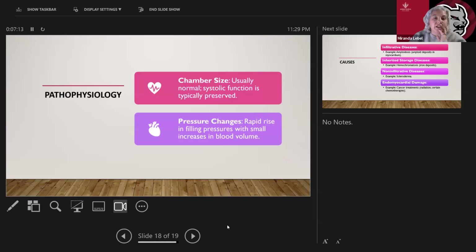The pathophysiology here is that the chamber size is usually normal. Systolic function is preserved. The chamber size stays the same, but the pressure changes. So we'll have a rapid rise in filling pressures with small increases in blood volume.